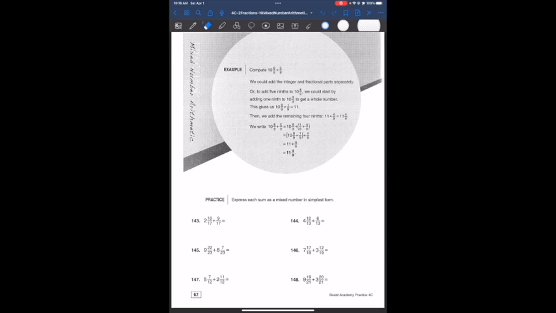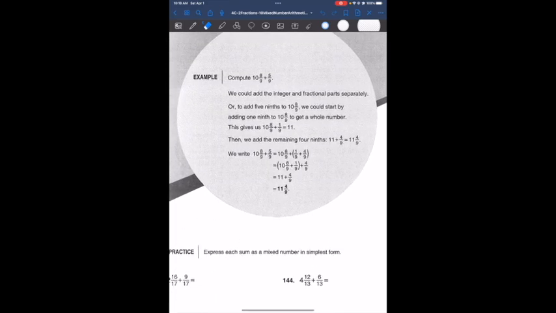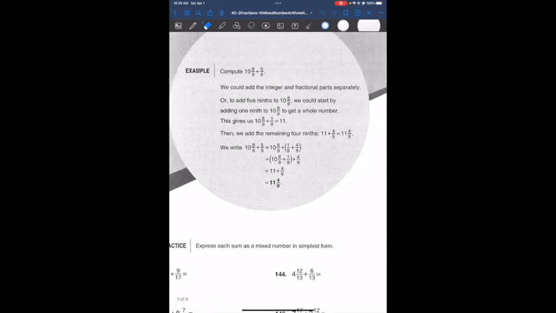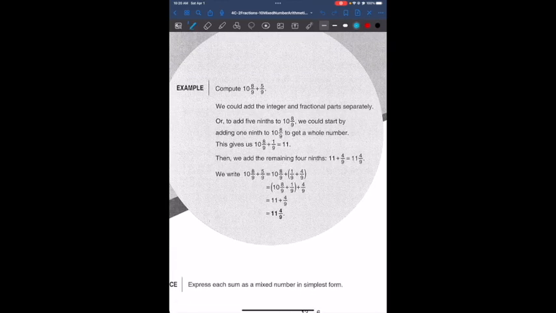And so we're going to learn about mixed number arithmetic, and I'm going to introduce this concept to you by just solving an example problem. I think by solving an example problem we can get the general gist or idea of how to solve these types of problems. And so the problem says compute 10 and 8 over 9 plus 5 over 9.